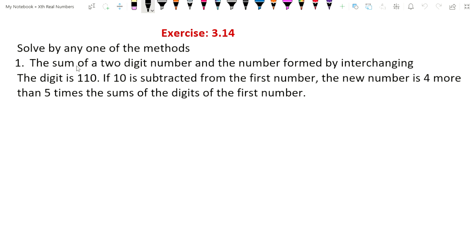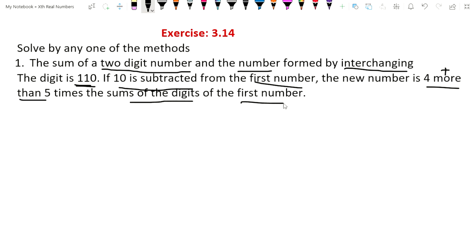Sums. Okay. The sum of a two-digit number and the number formed by interchanging the digits is 110. That means if you add them, you will get 110. If 10 is subtracted from the first number, the new number is 4 more than 5 times, 4 more than means plus, okay, 4 plus 5 times the sum of the digits of the first number.